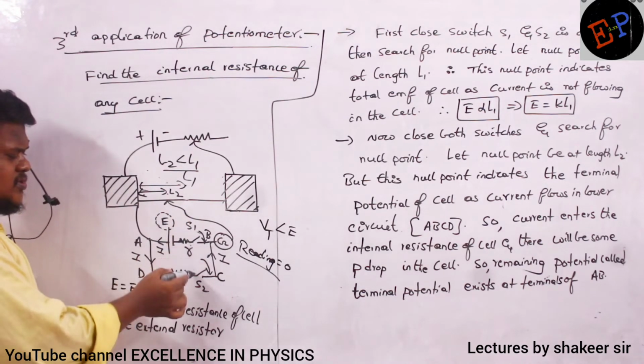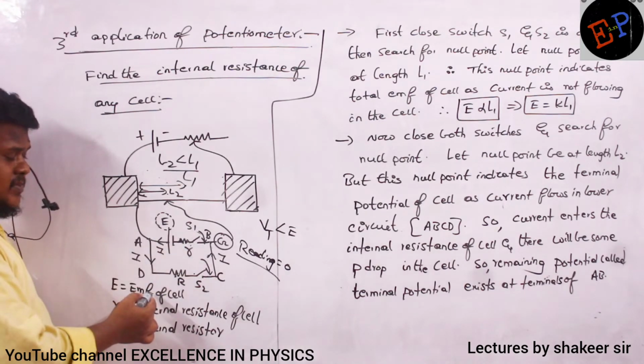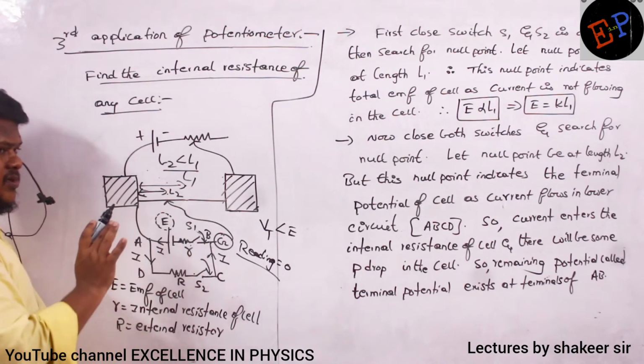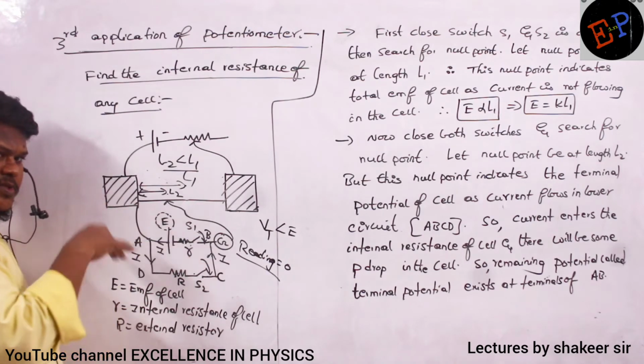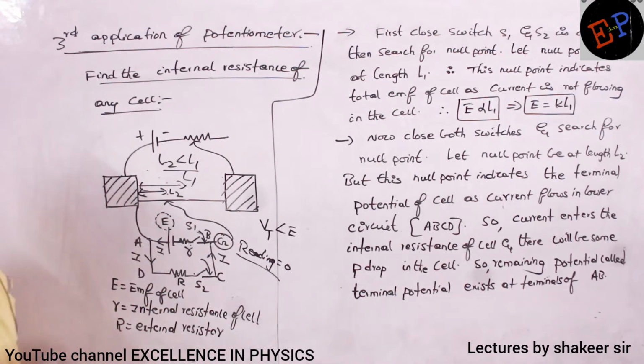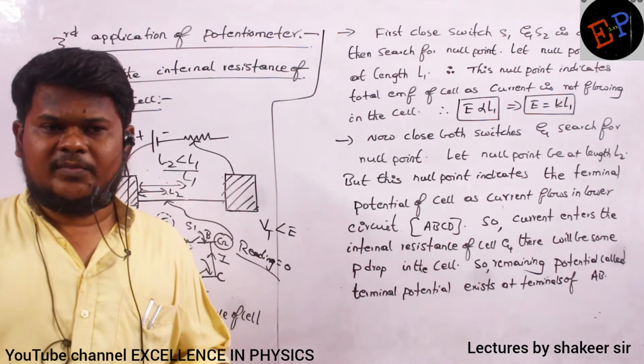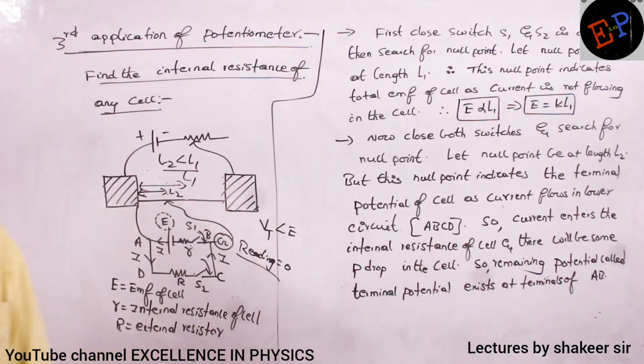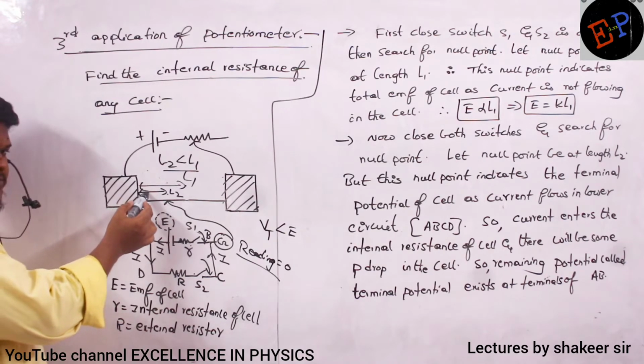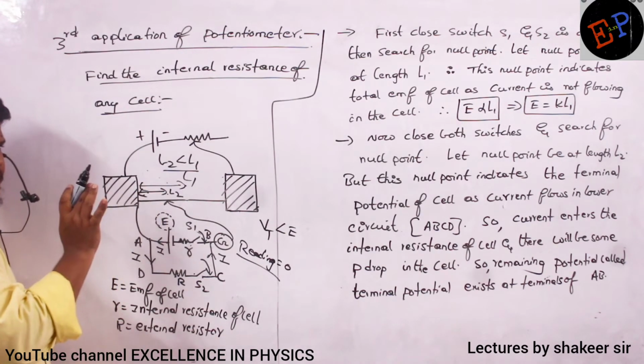Now when I close both switches, current is flowing in this circuit. It means current enters into internal resistance also. So the battery consumes its own voltage. If the battery consumes its own voltage, EMF has reduced, and that reduced EMF is called terminal potential. So therefore the length also has reduced. So L2 is less than L1. Is it clear?